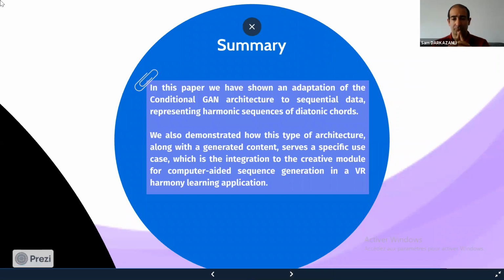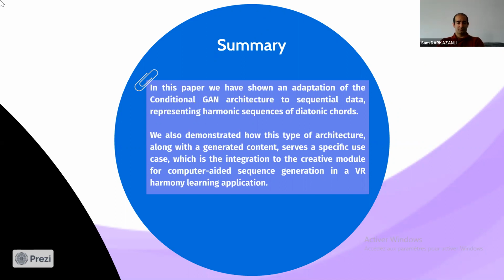Summarizing, in this paper, we have shown an adaptation of the convolutional GAN architecture to sequential data, representing harmonic sequences of diatonic chords. We also demonstrated how this type of architecture, along with the generated content, serves a specific use case, which is the integration into the creative module for computer-aided sequence generation in a VR harmony learning application.